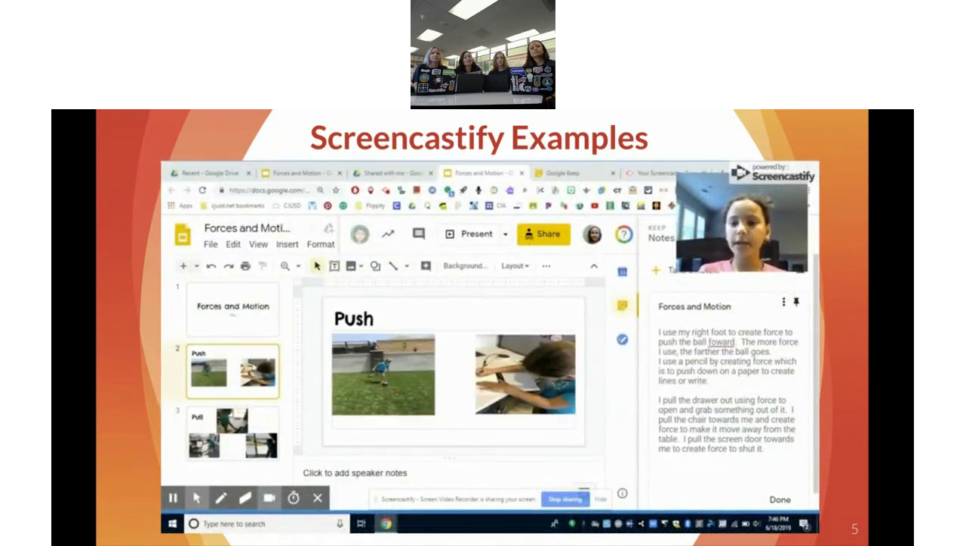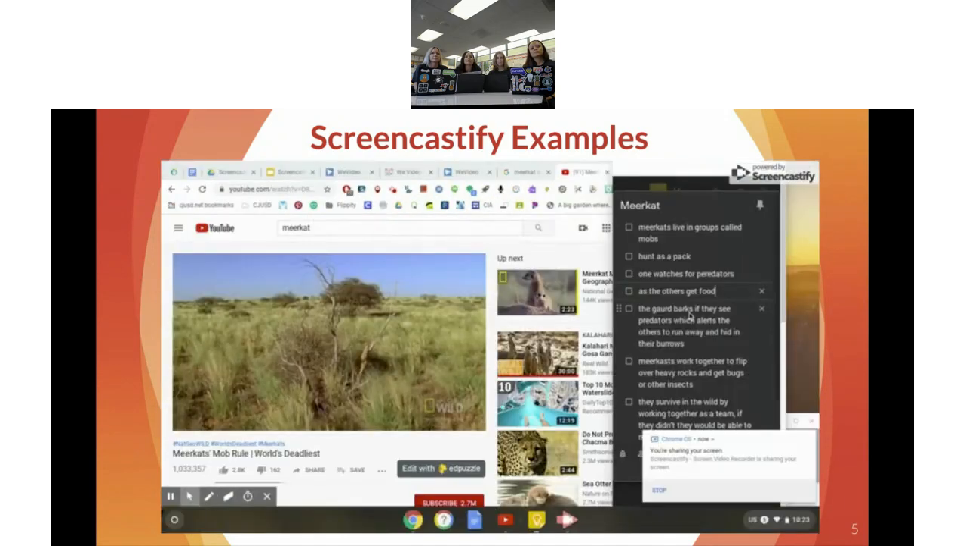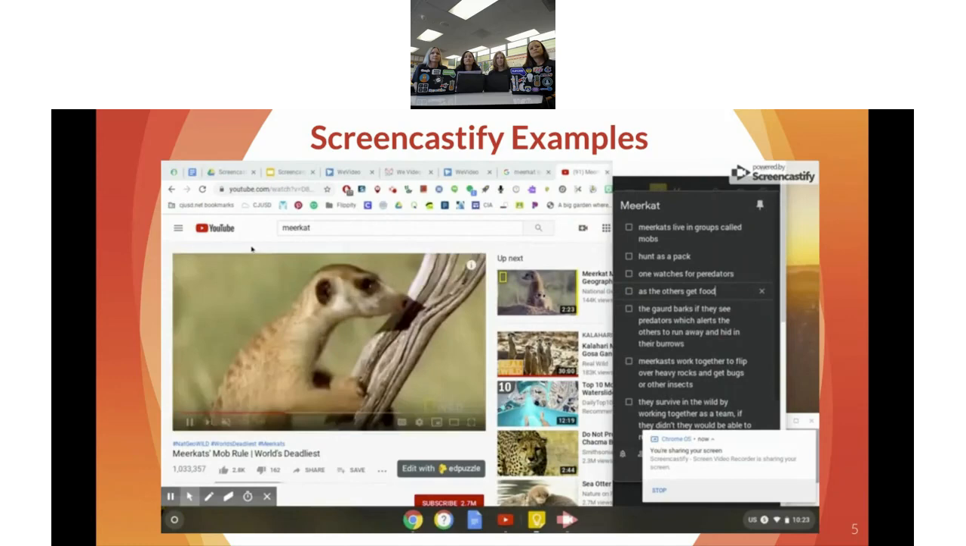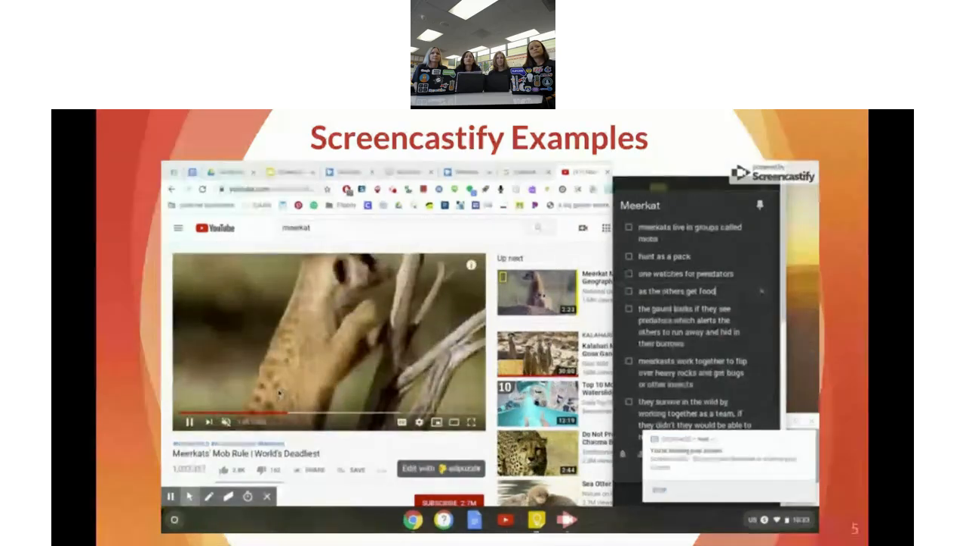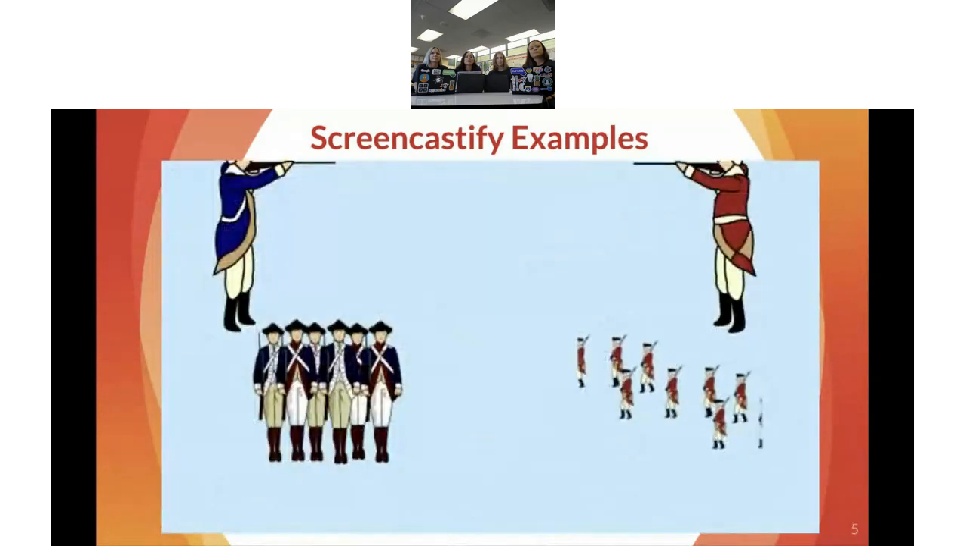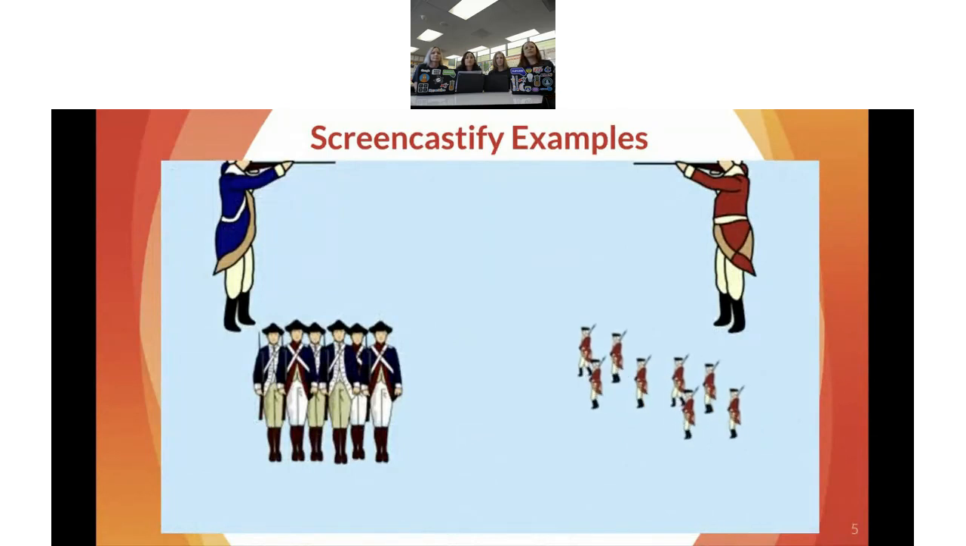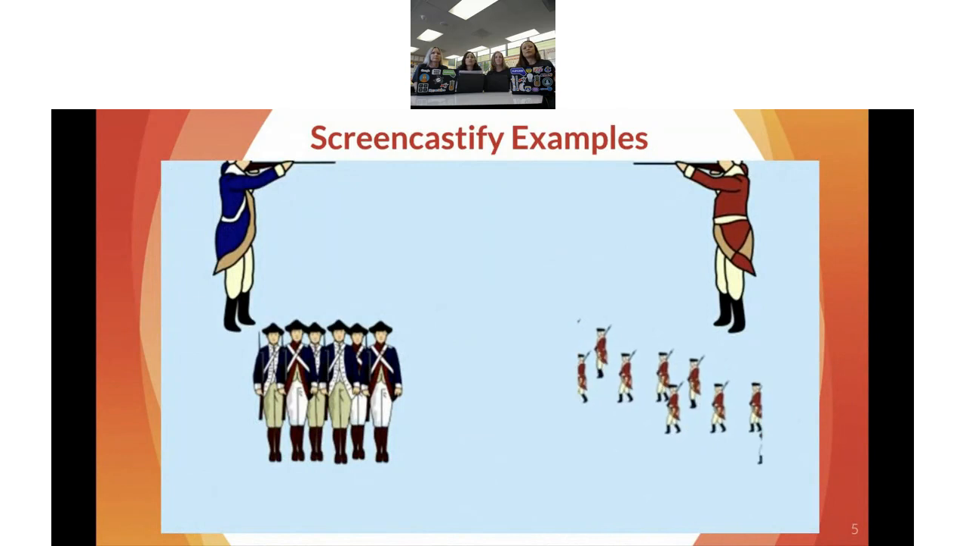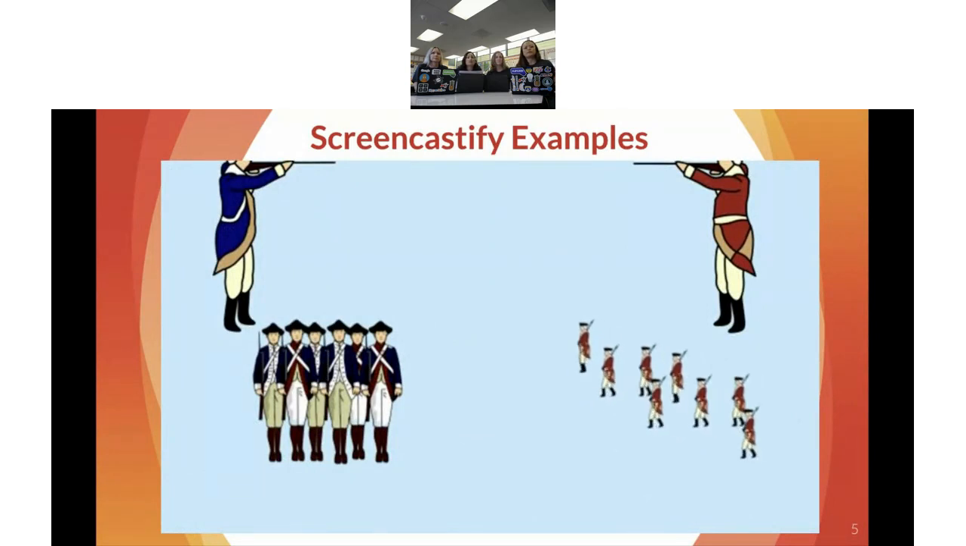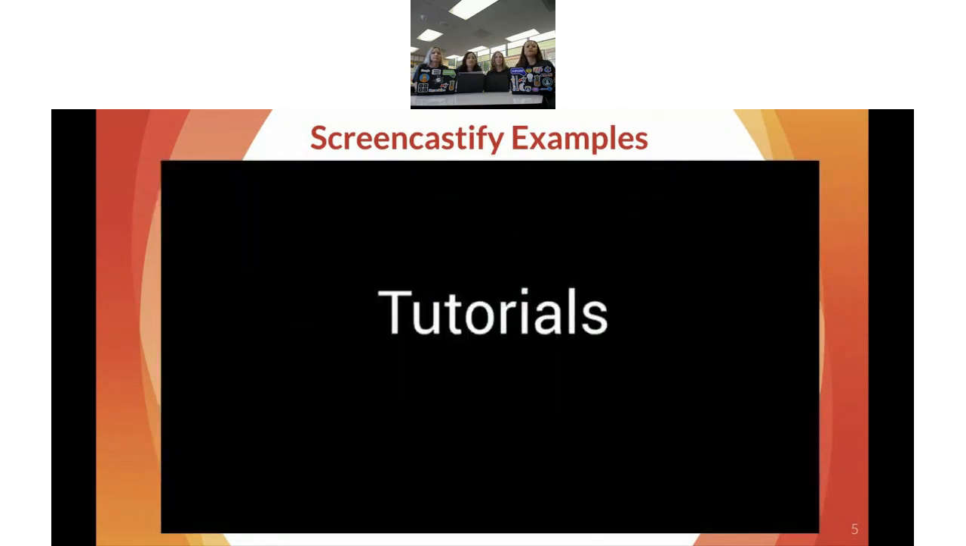And on this one, they're teaching us their forces of motion slides and going through it, narrating using slides and notes. Here, a YouTube video, they narrated over the video telling us about the phenomena. And then again, Brain Pop's Make a Movie. They created their movie and are screencastifying the final product. So again, to share with their peers.